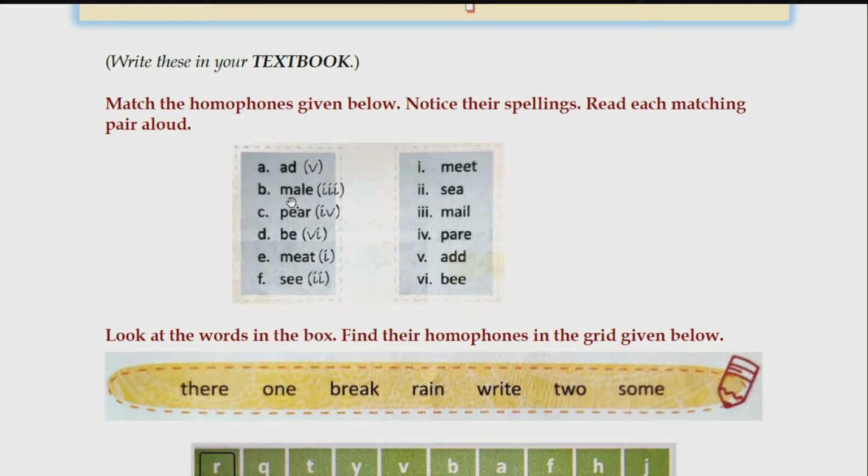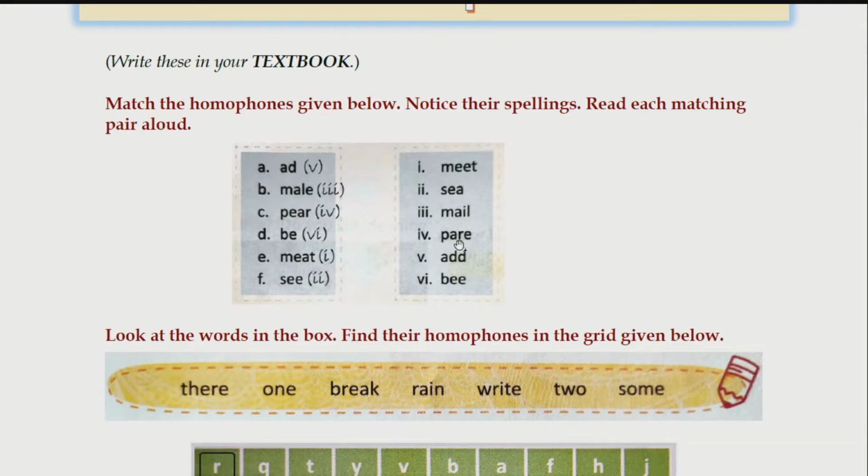The next one is MALE, male, which means a boy or a man. And this matches with the third one, that is MAIL. And mail can be of different types. Especially the meaning is a particular letter. Or you can also use the word email. Next one, pear. This pear is a kind of fruit, and this matches with the fourth one, P-A-R-E.